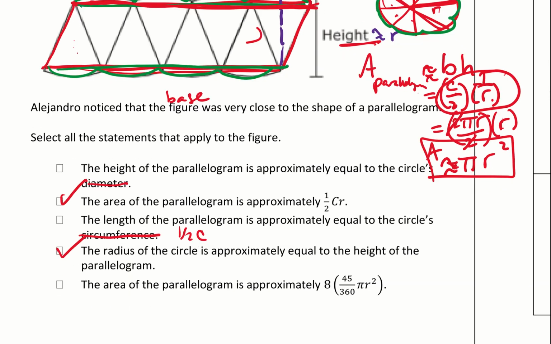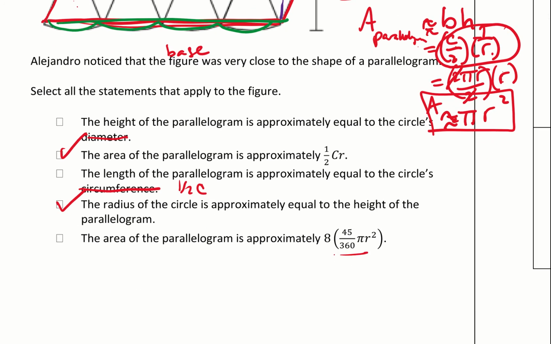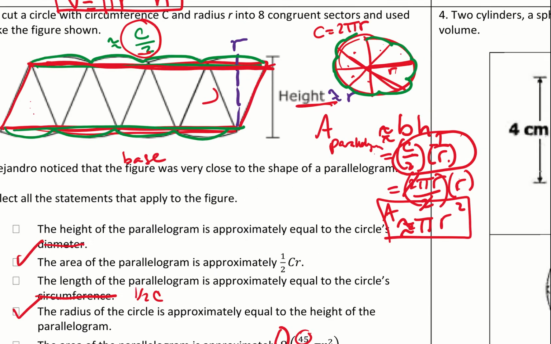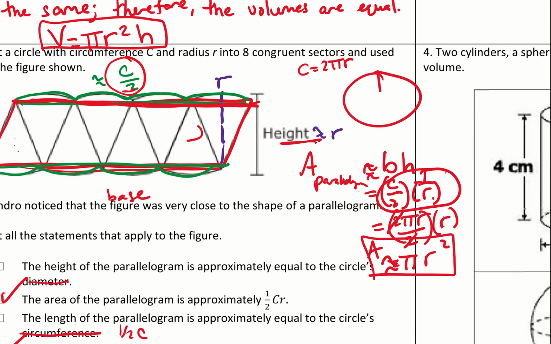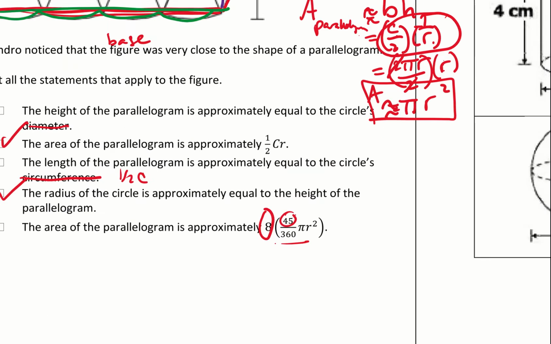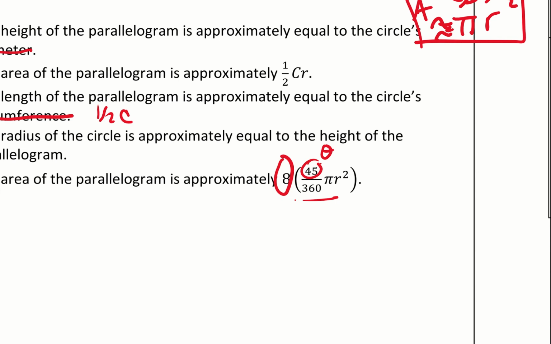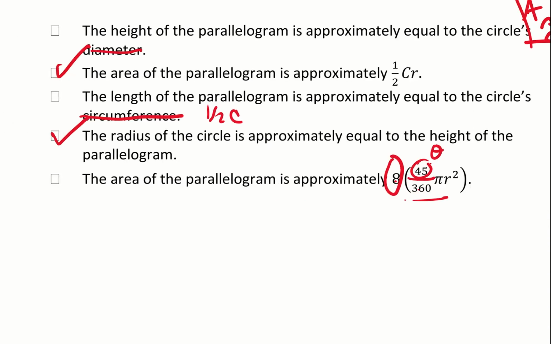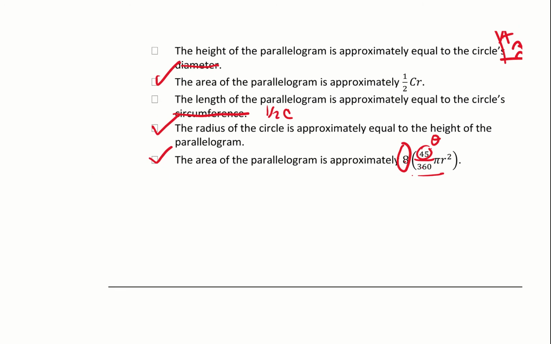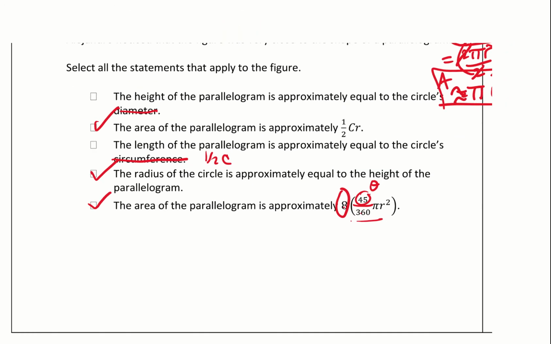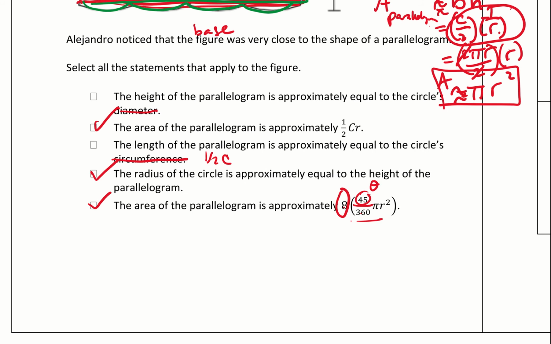Yes. The area of the parallelogram is approximately 8 times that. What is all that? Well, there are 8 sectors, and each of the sectors must be 45 degrees, because if you look at the circle here, if I divide it into 4 pieces, these must be 90 degrees. And then if I cut those pieces in half, they're going to be 45 degrees each. So theta is 45 for each sector over 360, and there's 8 of them. So yes, this is true. The area of the parallelogram is approximately equal to that. And remember that if I simplify that, this actually turns into pi r squared anyways. If I multiply these together, that becomes 1, and 1 times pi r squared is pi r squared.